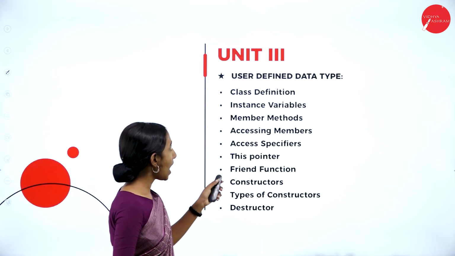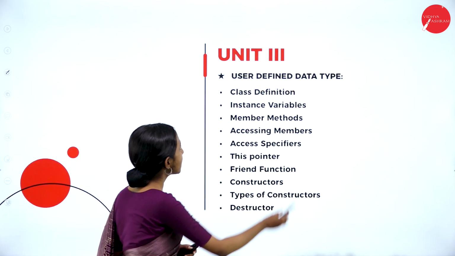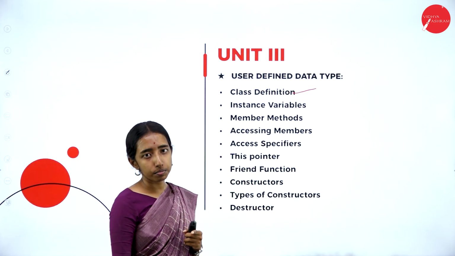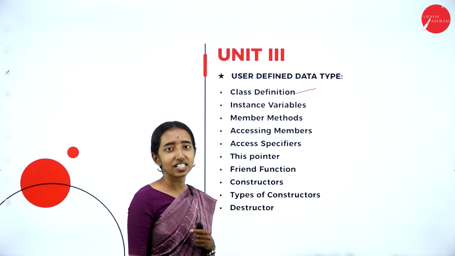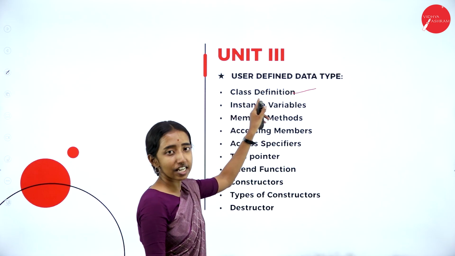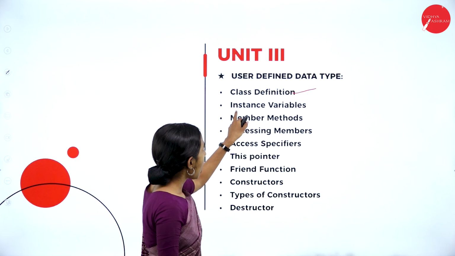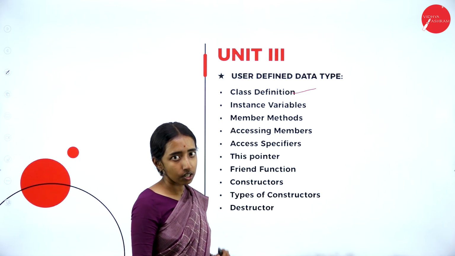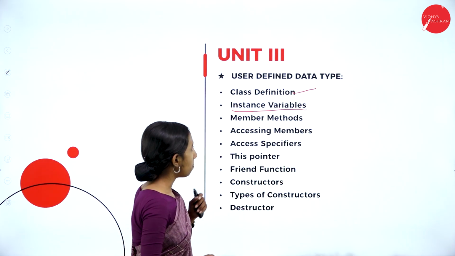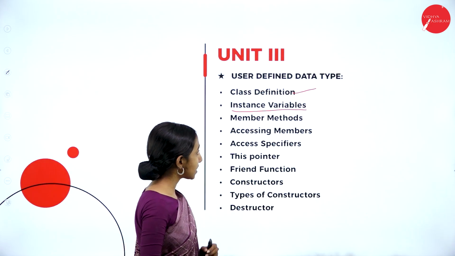In the next, we are having user-defined data type. The first thing we're going to learn is class definition. In the beginning, I said about the OOPS. In OOPS, we're going to learn about classes, object, inheritance, polymorphism. The same, here we will learn the class definition, how we're going to use a class in a program. After that, we are learn how to use the instance variables. We're going to learn how to use instance variables in programming. Next, member method. What is a member method? What is accessing members? How do we do accessing members?